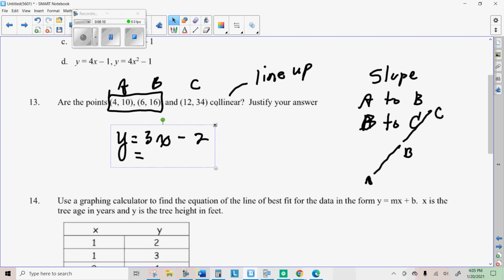And if this point works in that equation, now remember the first number is x, the second number is y. So if we take 3 times 12 minus 2 and we get the y number, 34, if this is true, then they're collinear because they all work in that same linear equation. And this is 36 minus 2. 36 minus 2 is 34, so that works. So you can just say yes for that.